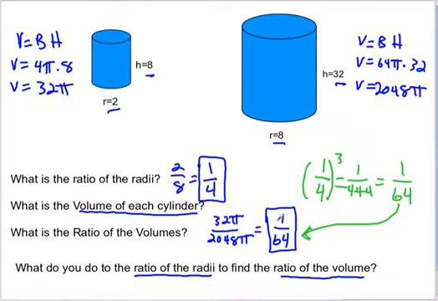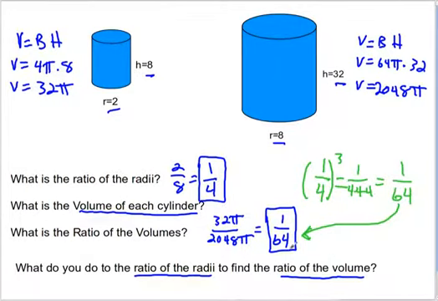So the big idea is, if you know the ratio of, in this case, since it's a cylinder, we have the radii, but it works with cubes and rectangular prisms, pretty much everything that you can find the volume of. If you know that ratio of two similar solids, then you can cube the ratio, and that will give you the ratio of their volumes.